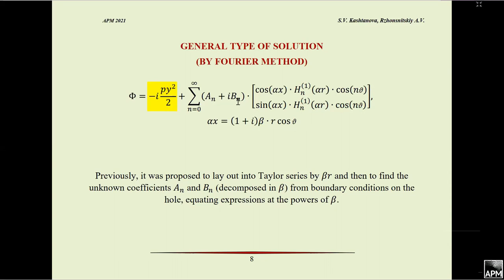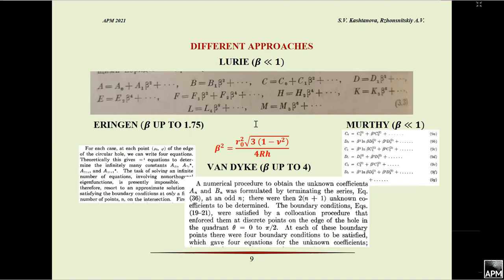The last step you need to do to solve this problem is to find the unknown coefficients a n and b n. Previously it was proposed to expand into a Taylor series in beta r, and then to find these unknown coefficients, also decomposed in beta, from the boundary conditions on the hole by equating expressions at the powers of beta. Here you can see how they tried to do it. Of course, such a method puts strong restrictions on the parameter beta from the point of view of mathematics.